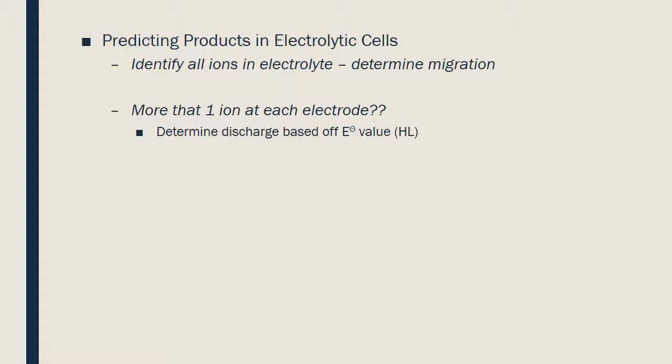For the second step, if there's more than one ion at each electrode, the only time you're going to interact with this is in HL for aqueous solutions. If it's a molten solution, we can ignore this one. So in a molten salt solution, there's only one ion at each electrode. If you're in an aqueous solution, you're going to have multiple ions at each electrode, and you're going to have to determine which one is going to get discharged, so oxidized or reduced, based off their E theta value in table 24.